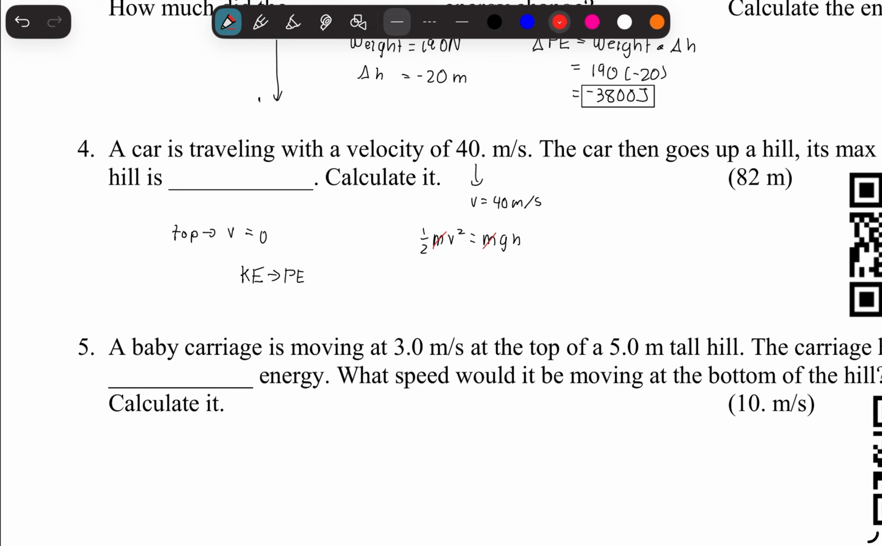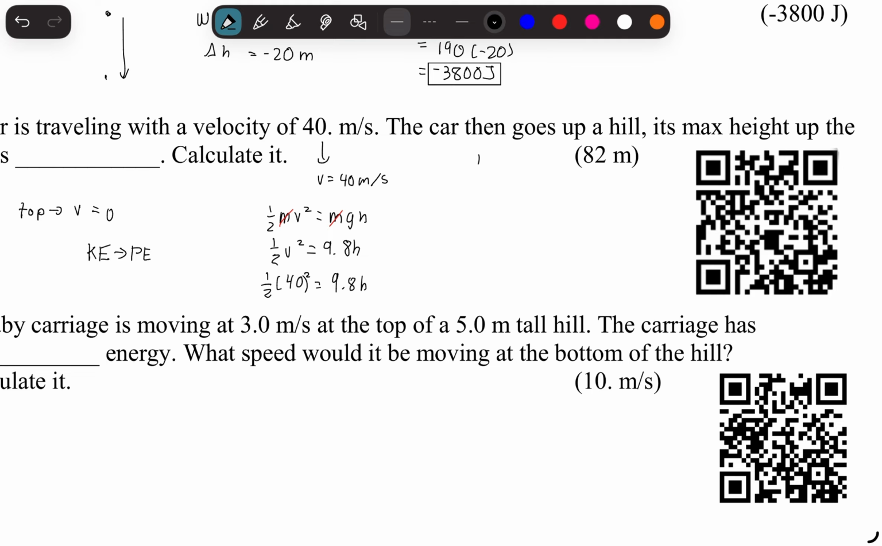You can cancel M. Is equal to 9.8 h. So you're going to have 800. So your height is going to be equal to 81.6, which is approximately 82 meters.